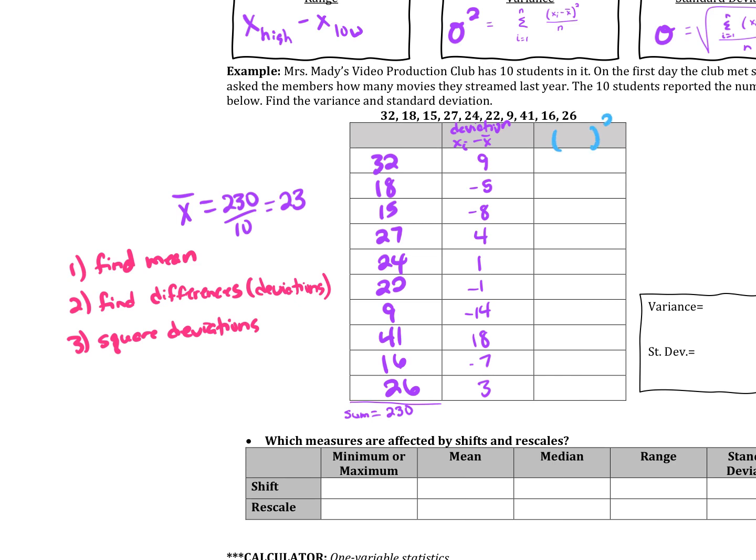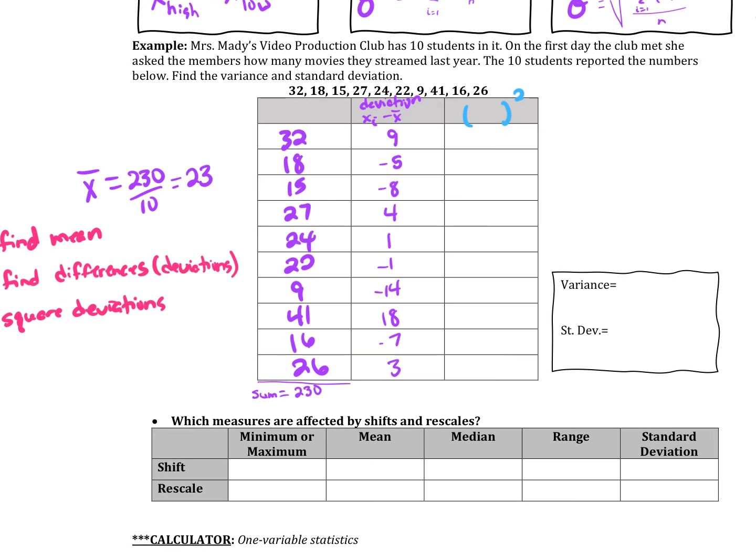I'm not going to write out what we're doing there, but you guys can see. So this is 81, 64, 16, 1, 196, 324, 49, and 9.